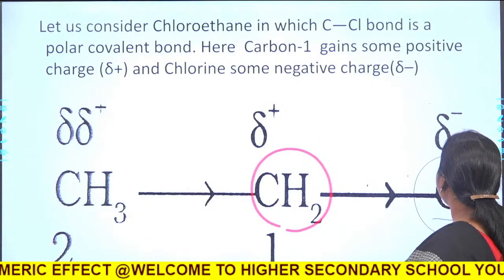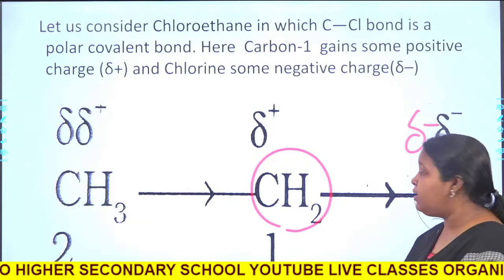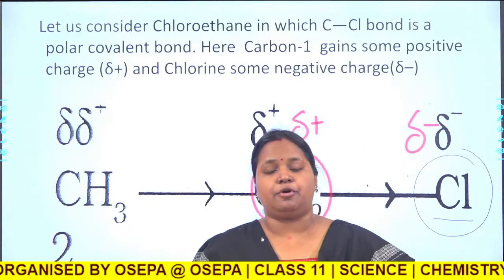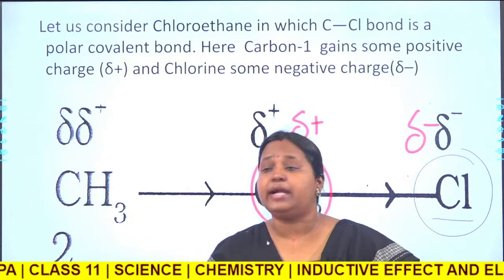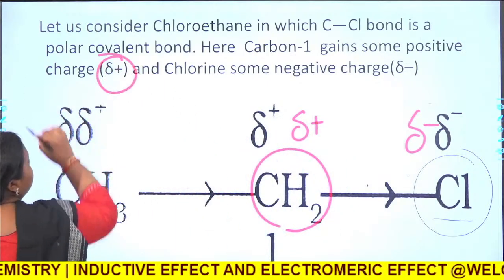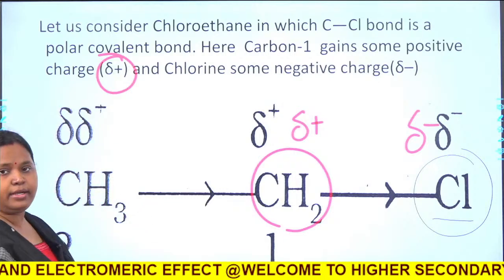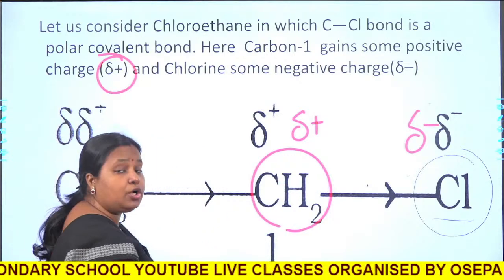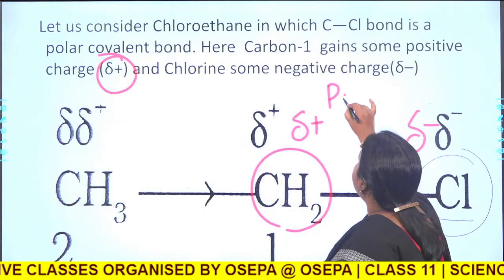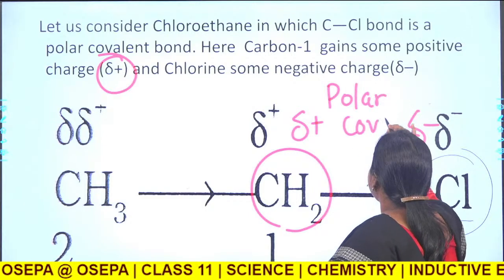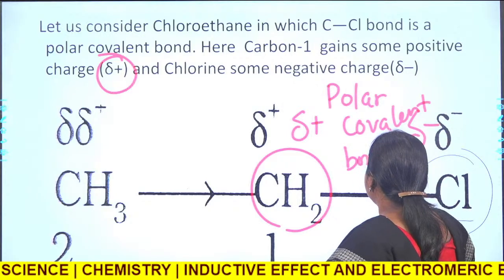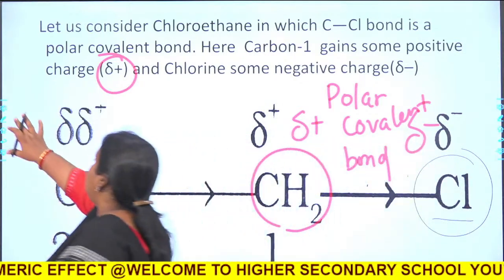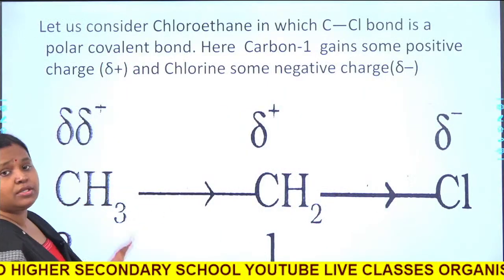As a result, the chlorine will develop a partial negative charge and this carbon number 1 will develop a partial positive charge. Remember that partial positive or negative charges are shown by the symbol delta. So here it is developing a partial negative charge and a partial positive charge, or you can say this is behaving like a polar covalent bond. So this is inductive effect. It is the effect as a result of which there is polarization of the covalent bond.